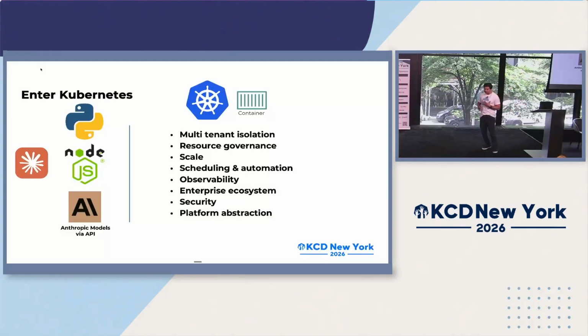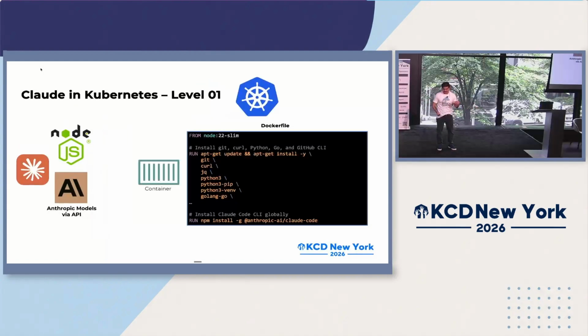So what we are going to do next is we are going to go from level 1 to level 7. So we are going to start running Claude Code in our pod to running multi-agent systems securely on Kubernetes. OK, it's like Enter the Dragon kind of thing, right? So it's like level 1.